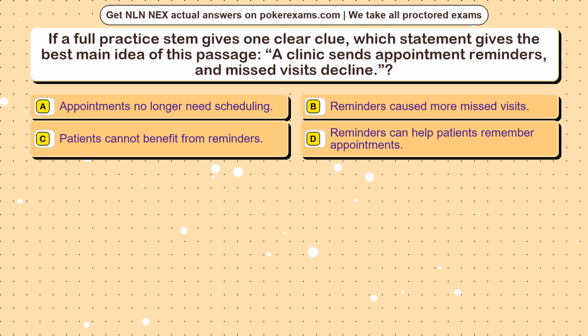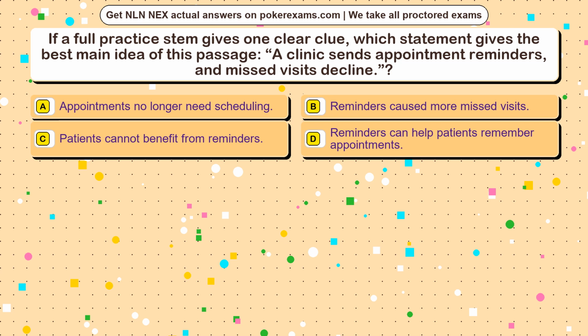Question 4. If a full practice stem gives one clear clue, which statement gives the best main idea of this passage? A clinic sends appointment reminders, and missed visits decline. Option A, appointments no longer need scheduling. Option B, reminders caused more missed visits. Option C, patients cannot benefit from reminders. Option D, reminders can help patients remember appointments.